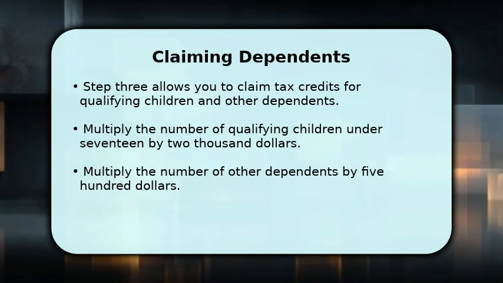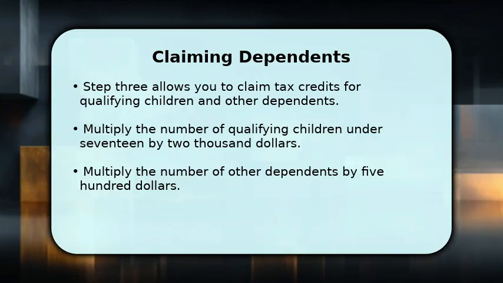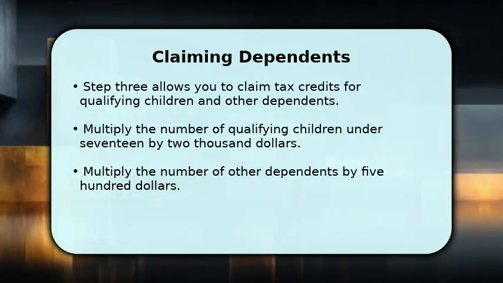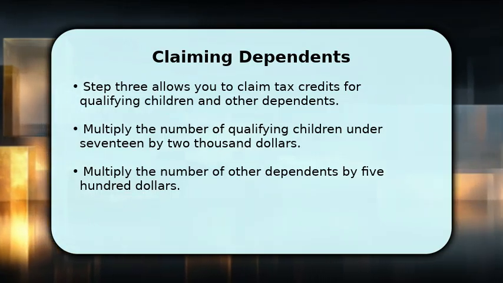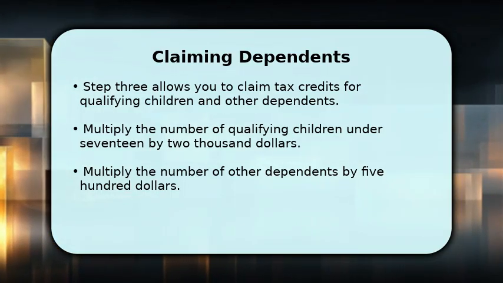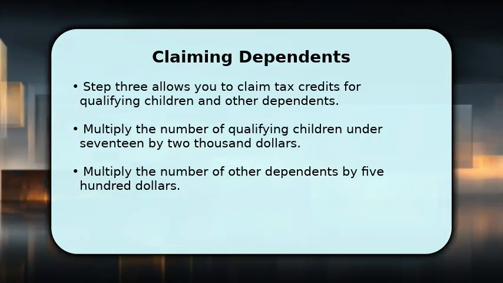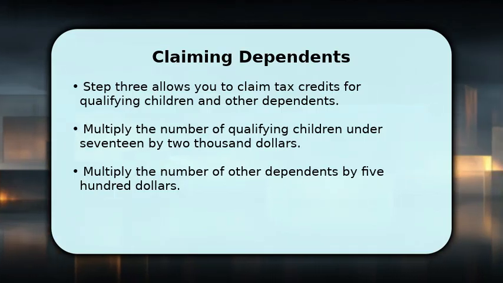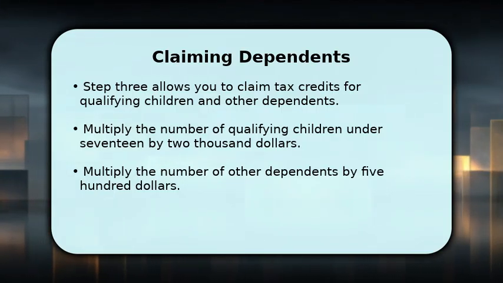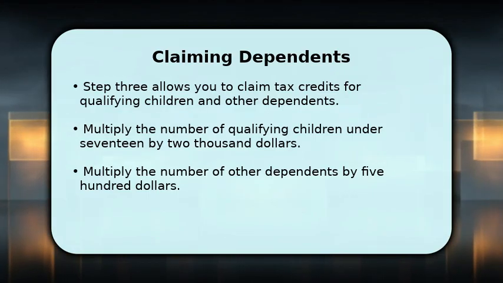Moving on to step 3, this is where you account for dependents to adjust your withholding. For each qualifying child under the age of 17, you can claim a credit of $2,000. For other dependents, such as older children or relatives, you can claim $500 per person. Remember, these credits reduce the amount of tax withheld, potentially increasing your take-home pay. Ensure your total income is below the specified thresholds to claim these credits.